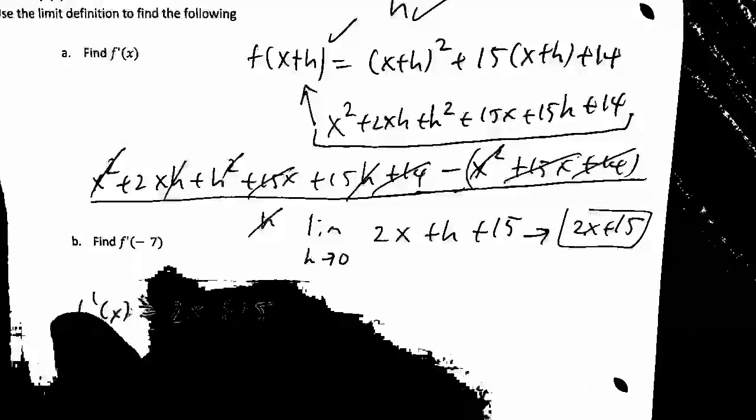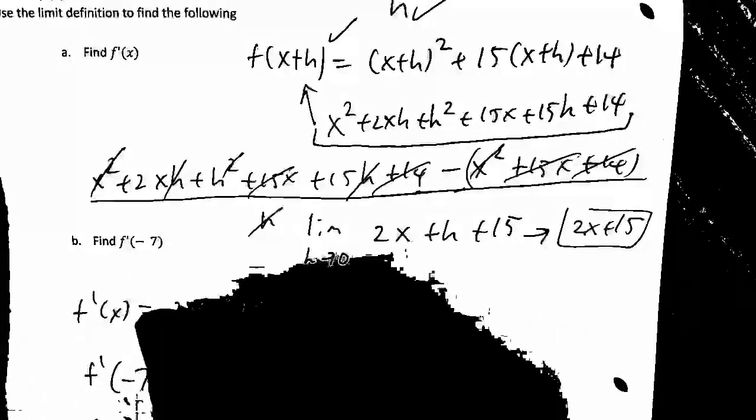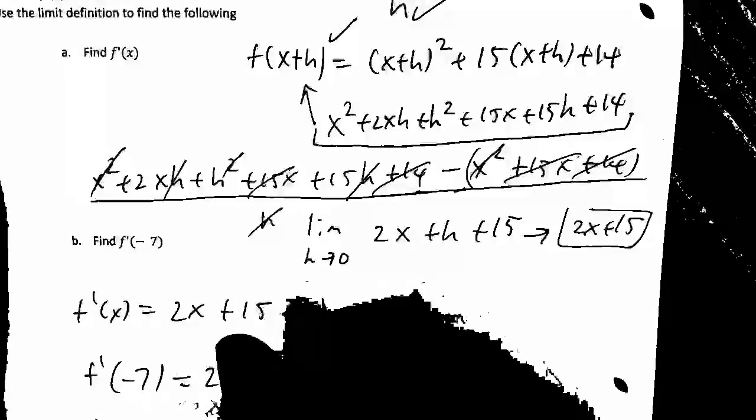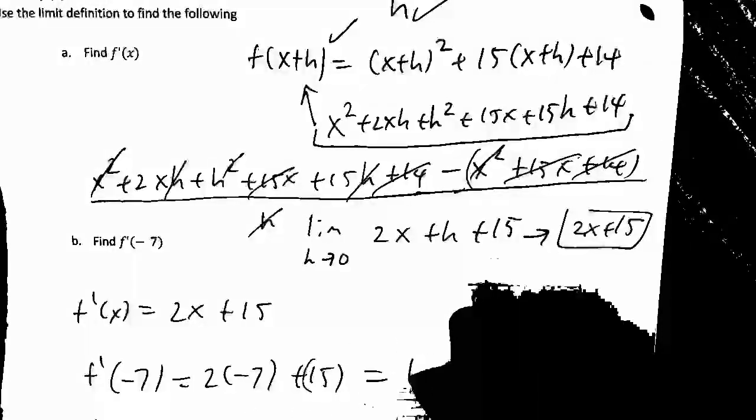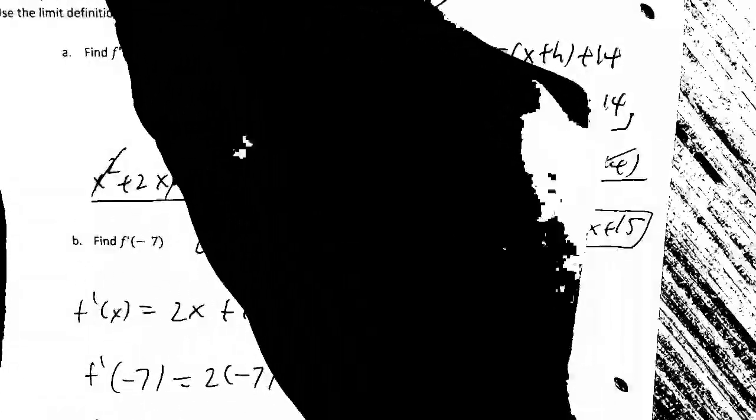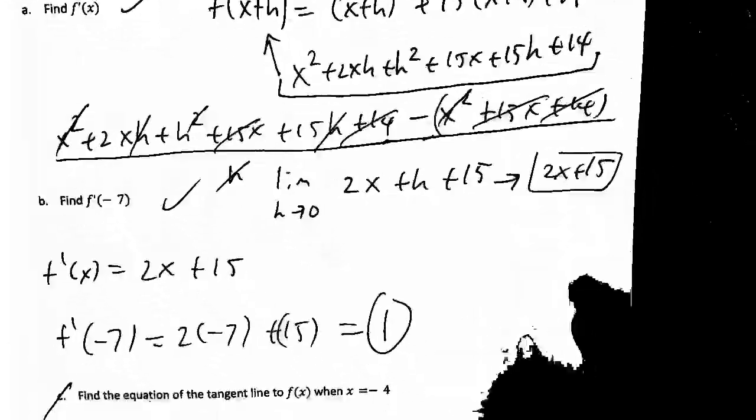If I want to find f prime of negative 7, all I'm going to do is plug in negative 7 into this. So I'd have 2 times negative 7 plus 15. That's 1. So that's your answer to B and your answer to A. And then don't worry about C.